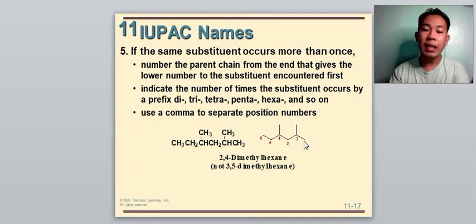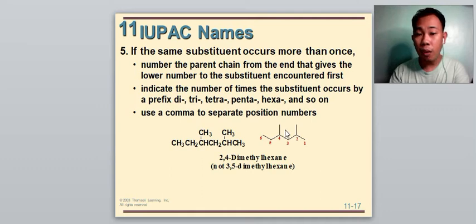So this is 2,4-dimethylhexane. Why? Because, again, we need to count the longest parent chain. This is the longest parent chain, and it has 6 carbons. Thus, we name it hexane. Now, how many substituents? Here, 1 and 2. The substituent, of course, is CH3. That means it's a methyl group.